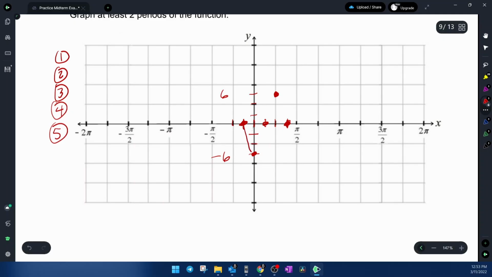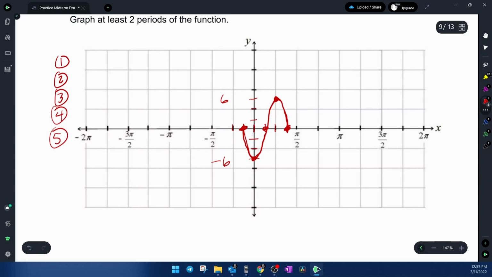And so then you can see that we have our nice, smooth sine wave. And that would be 1 period of the graph. Notice it says graph at least 2 periods. So that's super easy. If you can get the first period, you just go another 1, 2, 3, 4, and you continue to lay out your points. 1, 2, 3, 4. And you have another wavelength.